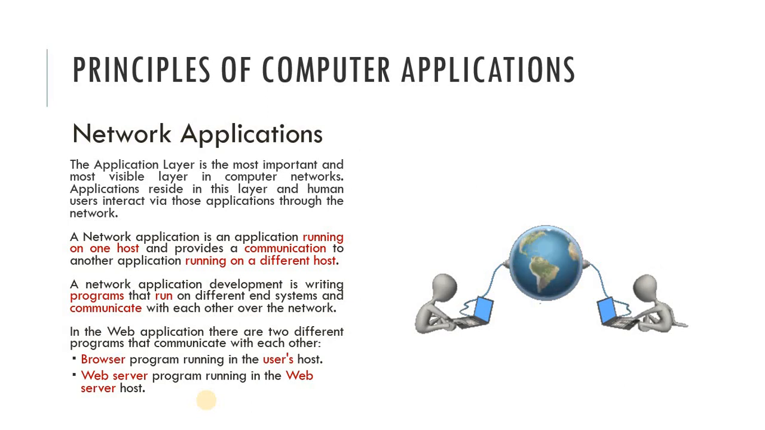So what is network application development? We are writing programs that run on different systems and communicate with each other. If we are developing an application, we write the programs, and those programs will run on different systems on the other network. We write them on our PC, and they will run on different PCs, or on a PC that resides outside our network.